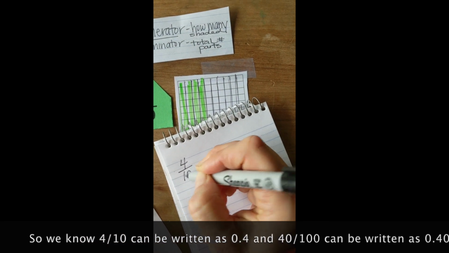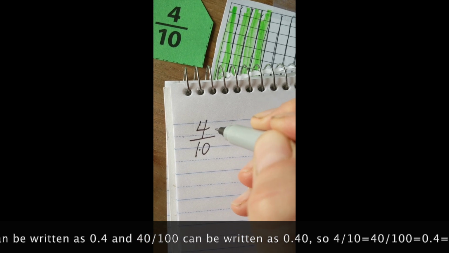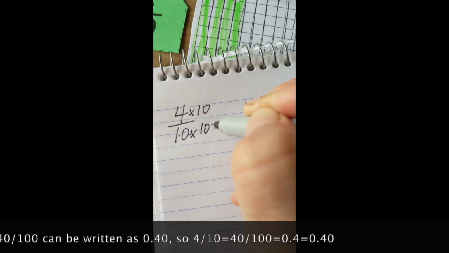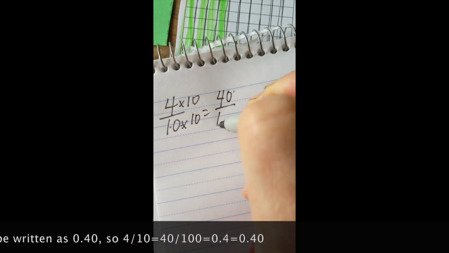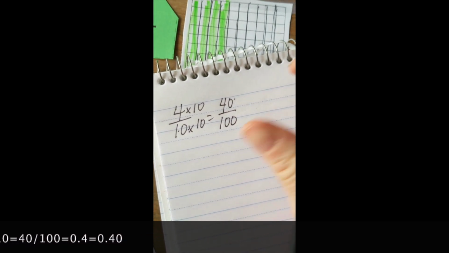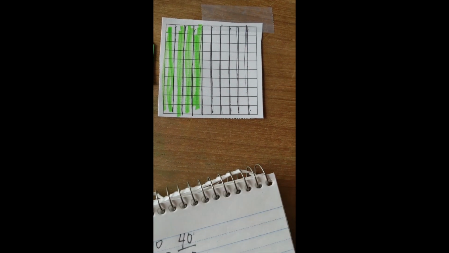Let's look at some equivalent fractions to 4 tenths. We have 4 tenths, and if we have 10 sections in each of those tenths, we now have an equivalent fraction of 40 100ths. Okay, we know that there's 40 sections, 40 little squares out of 100.